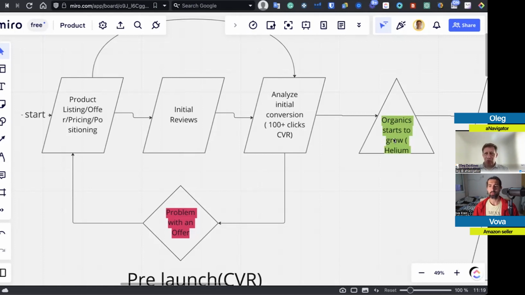I hear you. So you do the business from organics. And these are the stages, they more or less show how strong your organic representation is. So again, this is a pre-launch stage.